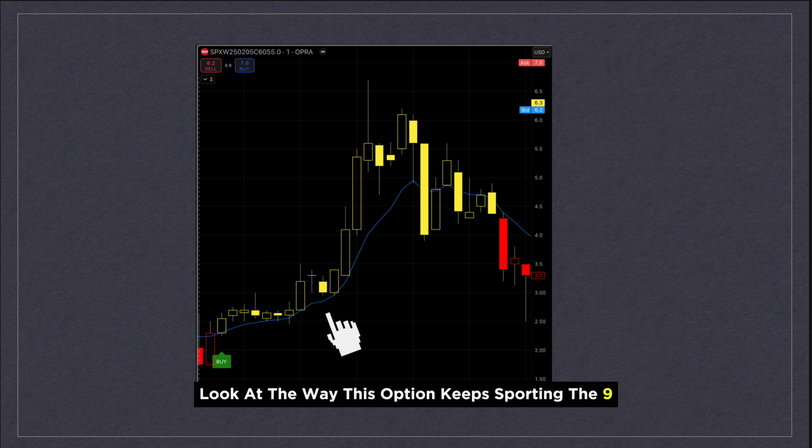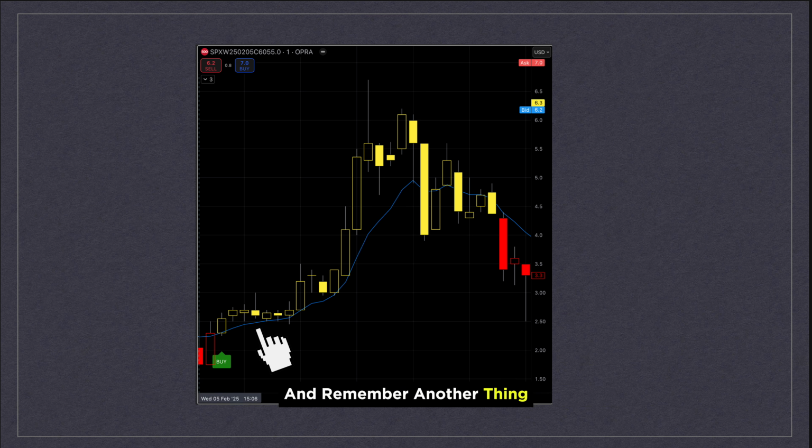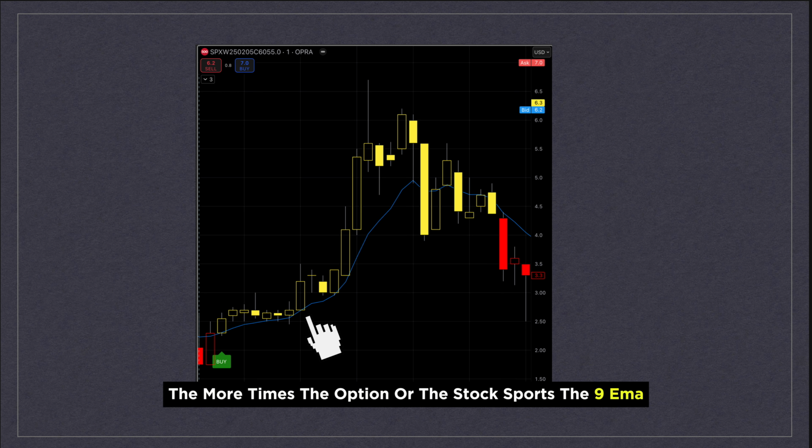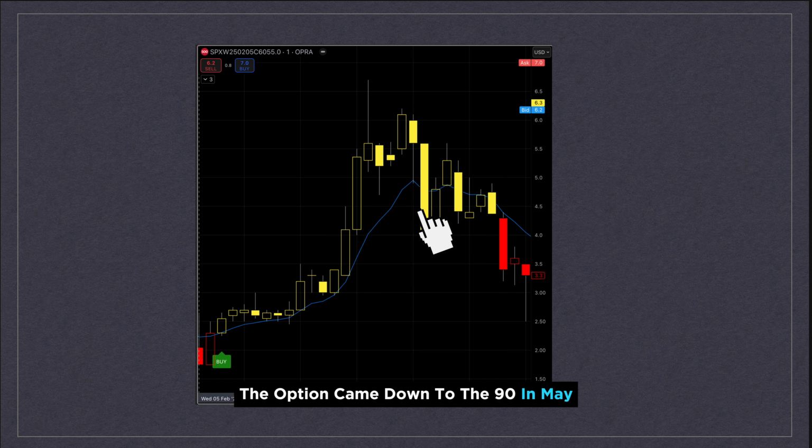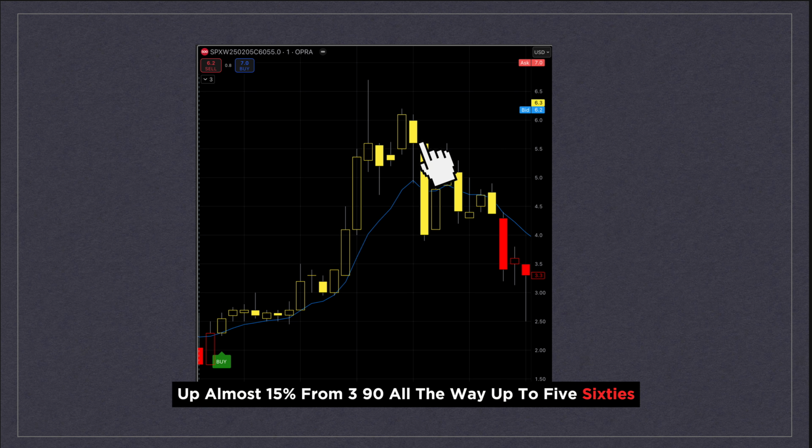So take a look at this. Look at the way this option keeps sporting the 9. And remember, another thing, the more times the option or the stock sports the 9 EMA, the stronger the 9 EMA becomes. So look, because we sported the 9 EMA before multiple times, at 325, the option came down to the 9 EMA and bounced super strong, up almost 15% from 390 all the way up to 560s.